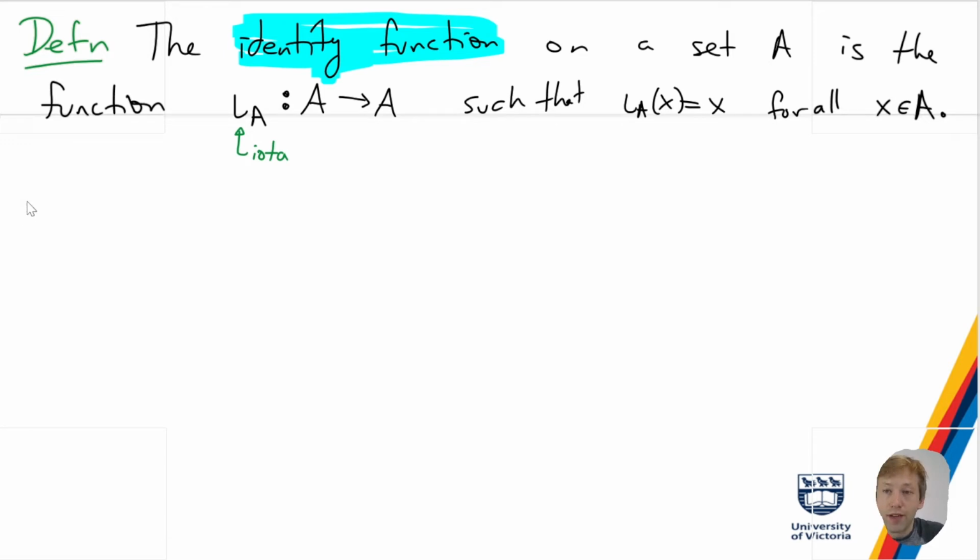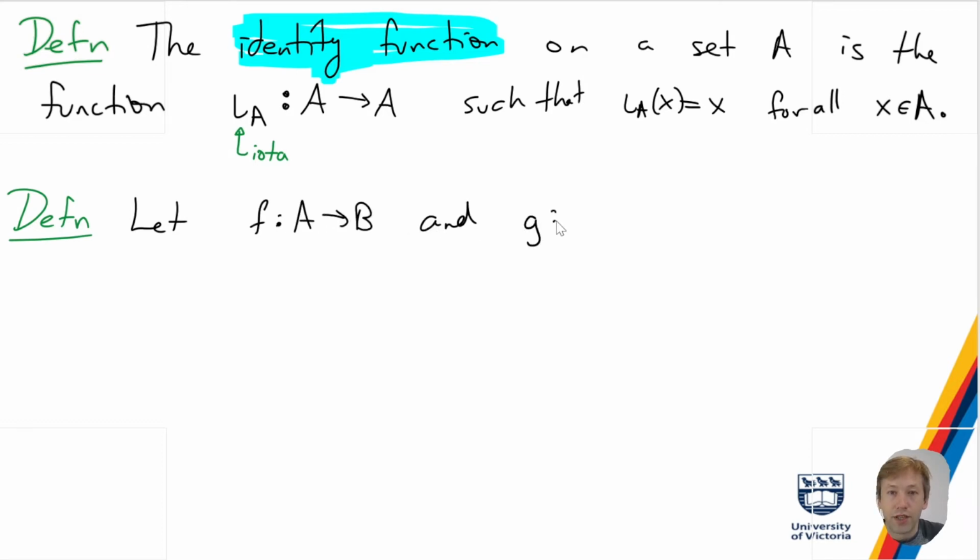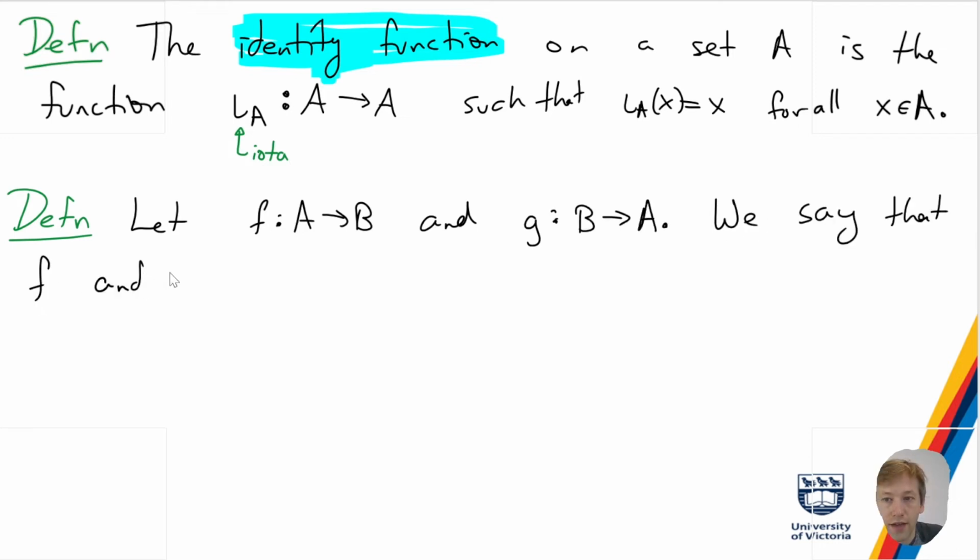Now we can define the notion of an inverse. So let f be a function from A to B, and g be a function from B to A. We say that f and g are inverses of one another, or in other words, that g is the inverse of f, or f is the inverse of g. It doesn't really matter. It's symmetric.